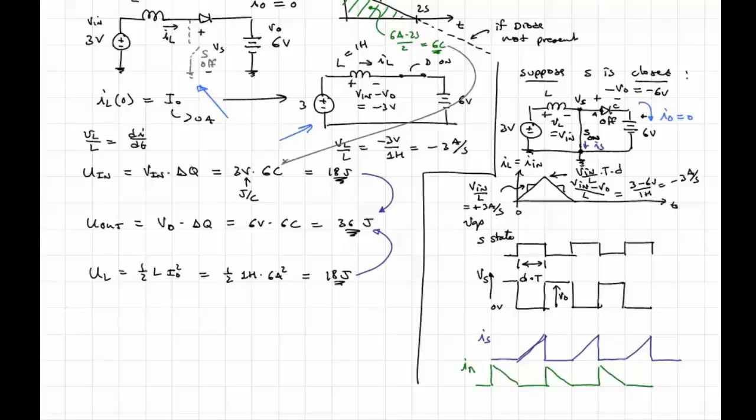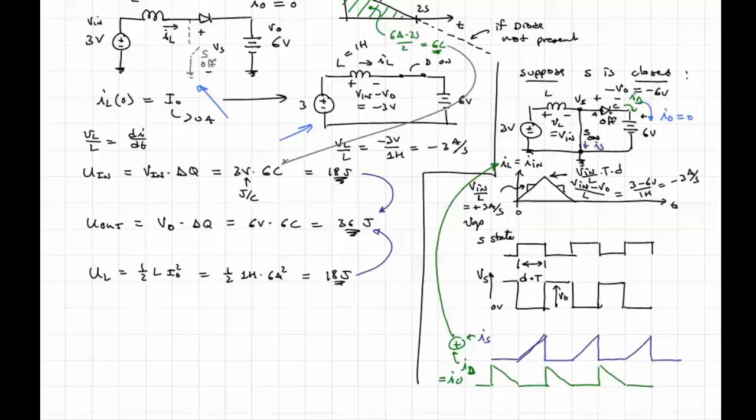This will be ID, where we would draw, okay, it's kind of crowded here. This is ID, and this is also equal to I out. It's actually the current that is going through the 6-volt source. So notice that when you add these two together, you end up getting the input current IL.